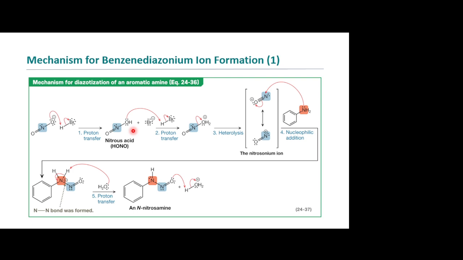It's the nitrous acid. The next step of this is going to be heterolysis. Notice again we've generated that OH2 plus, right? That's a great leaving group, so this is going to leave. This is going to give us the nitrosonium ion.